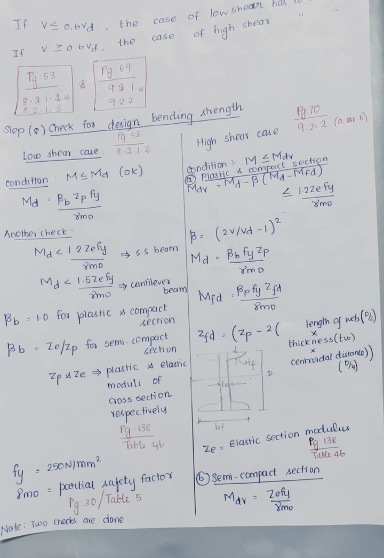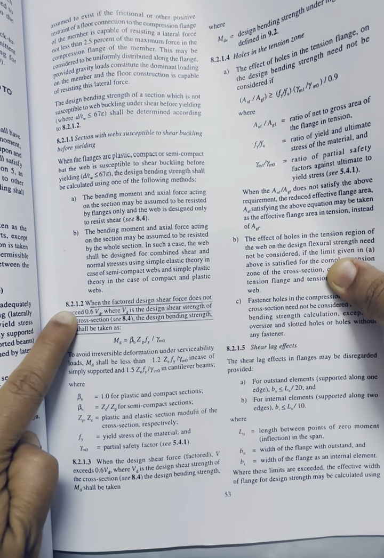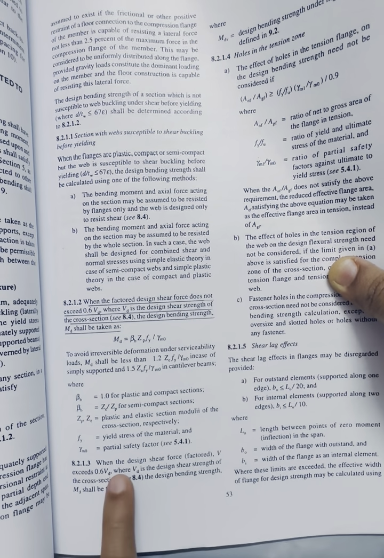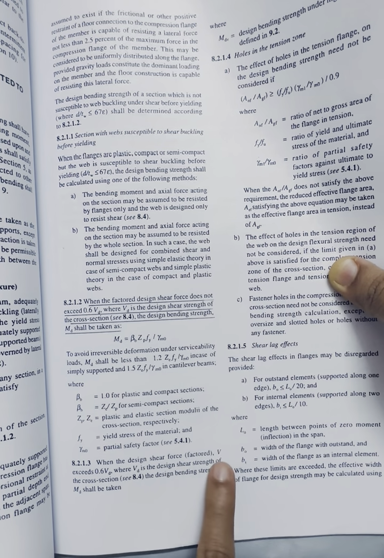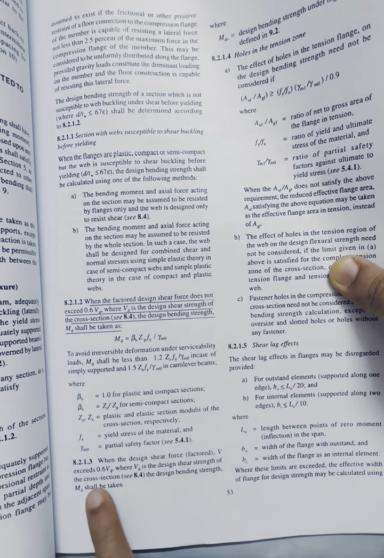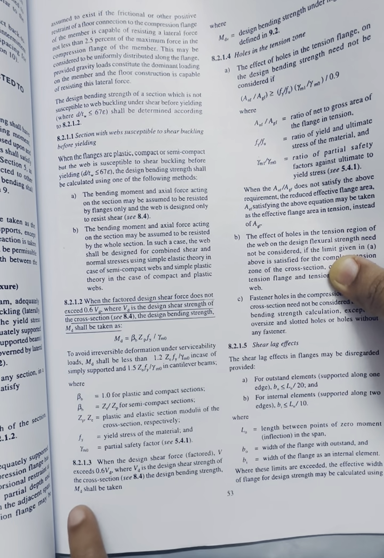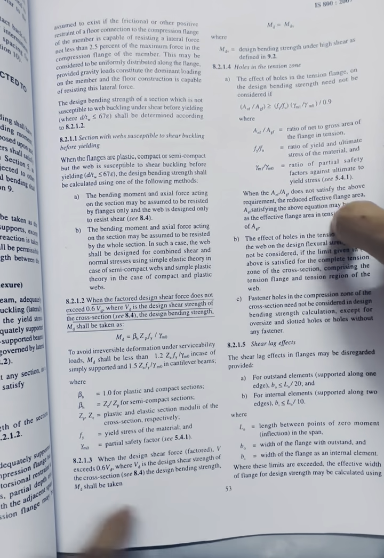For the low shear condition, it is on page number 53, clauses 8.2.1.2 and 8.2.1.3. When the design shear force, that is the factored shear force V, exceeds 0.6 VD, where VD is the design shear strength of the cross section, the design bending strength MD shall be taken as MD equal to MDV. So this will lead to the high shear.